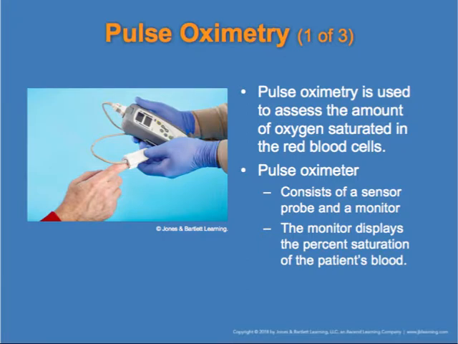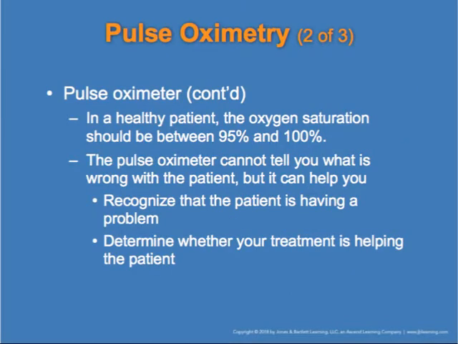Pulse oximetry, right? Pulse oximetry is a tool that is used to measure the amount of oxygen saturation in the red blood cells. It consists of a sensor probe and a monitor, and it displays the percentage saturation of the patient's blood. How much oxygen is in that blood. In a healthy patient, that number is between 95 and 100%. Sometimes you'll read that it's between 96 and 100%, but either one, 95 or 96, is well within that ballpark. Anything lower than 95 is definitely something where we need to consider being concerned.